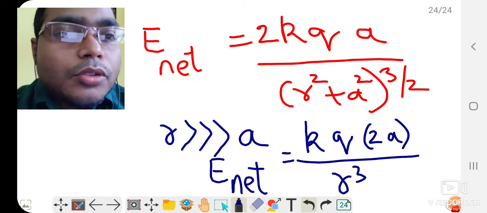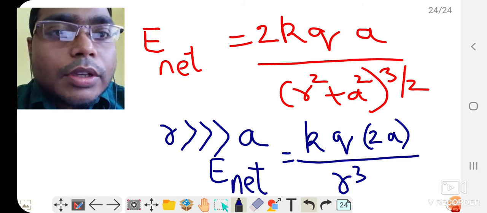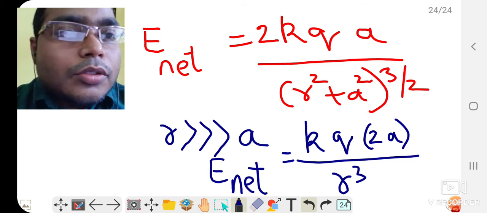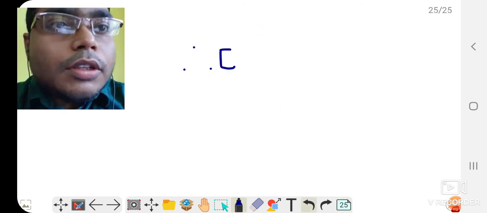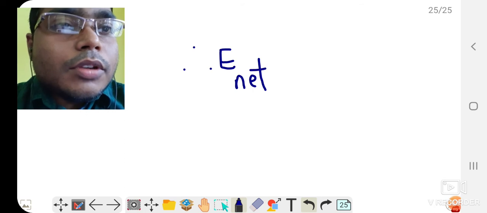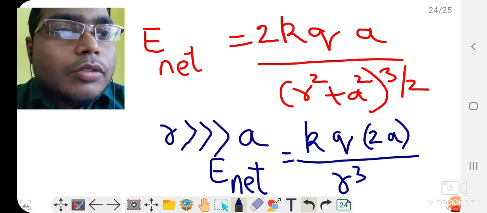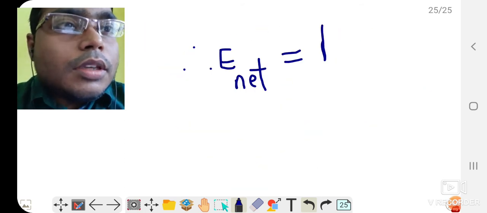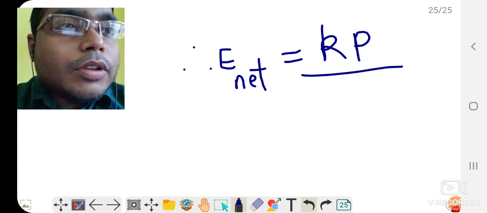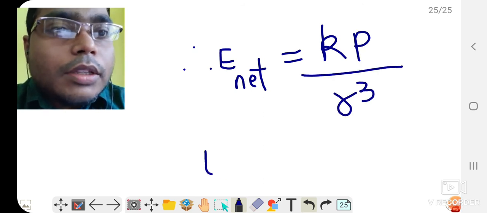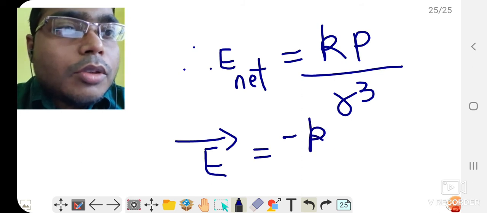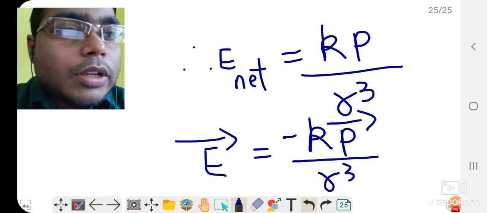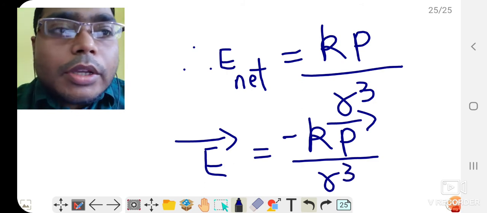So finally, what expression are we going to get? Therefore E net is, you can see here, this is k, this is p, and this one is r cubed. But in the vector form, when we write it, there will be a negative sign. So why is there a negative sign? Can anyone answer why there will be a negative sign?